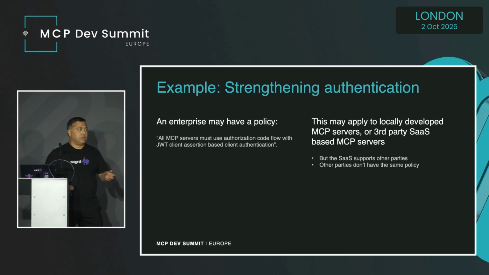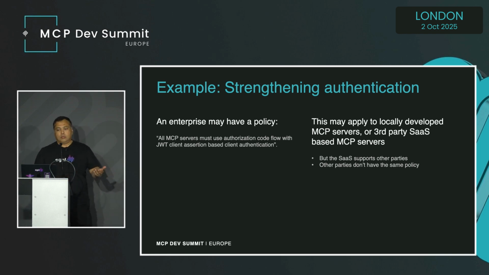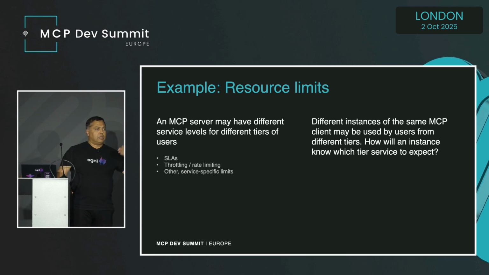Another problem here is that the same enterprise that is having its own MCP servers may be using third-party SaaS services. If I'm an enterprise, I'm using a third-party SaaS service. That SaaS service is also supporting a lot of other enterprises, and they may not have the same policies as me. So how is all this going to work with MCP? The other example that I'm giving is a little bit outside my comfort zone, but something that I've heard from people is that even if I'm running an MCP server that is consumer facing, I may want to have different service tiers. How do I enforce that with MCP?